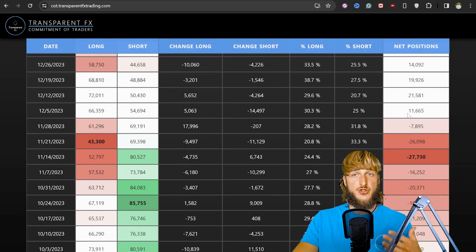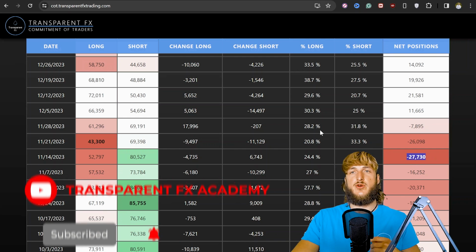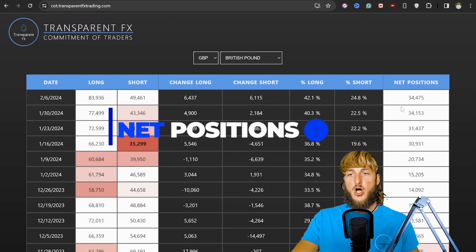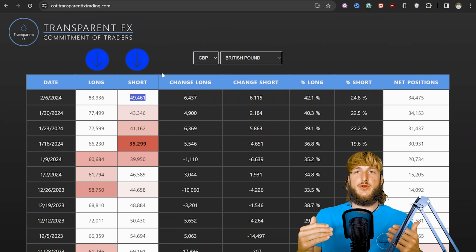has been getting much stronger from an institutional perspective, going from minus 27.7k net positions, a situation in which we had more shorts than longs on the institutional side of the market, with 80.5k shorts compared to only 52.7k longs, all the way up to now having a positive net positioning of plus 34.4k net positions with more longs than shorts, 83.9k longs compared to only 49.4k shorts. Now this makes the pound stronger.